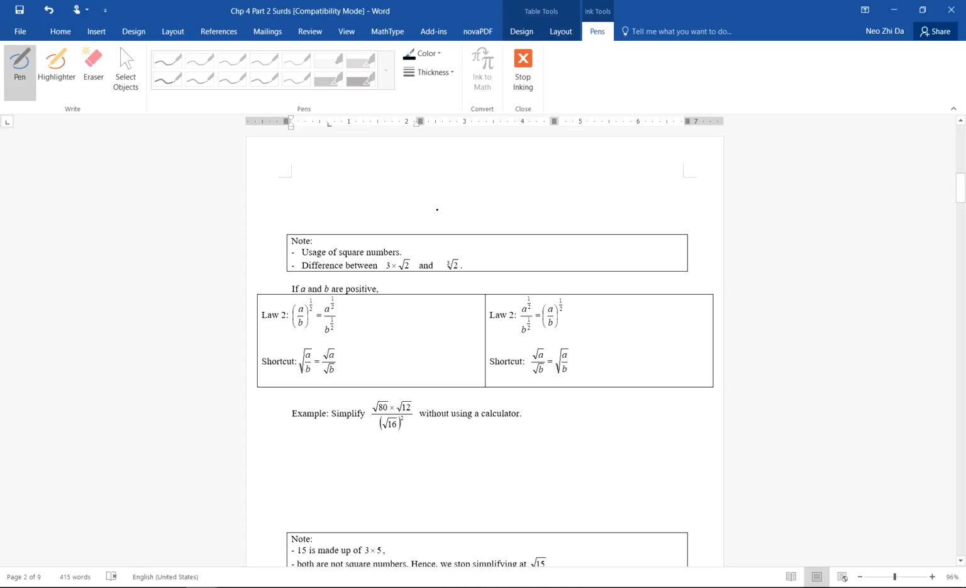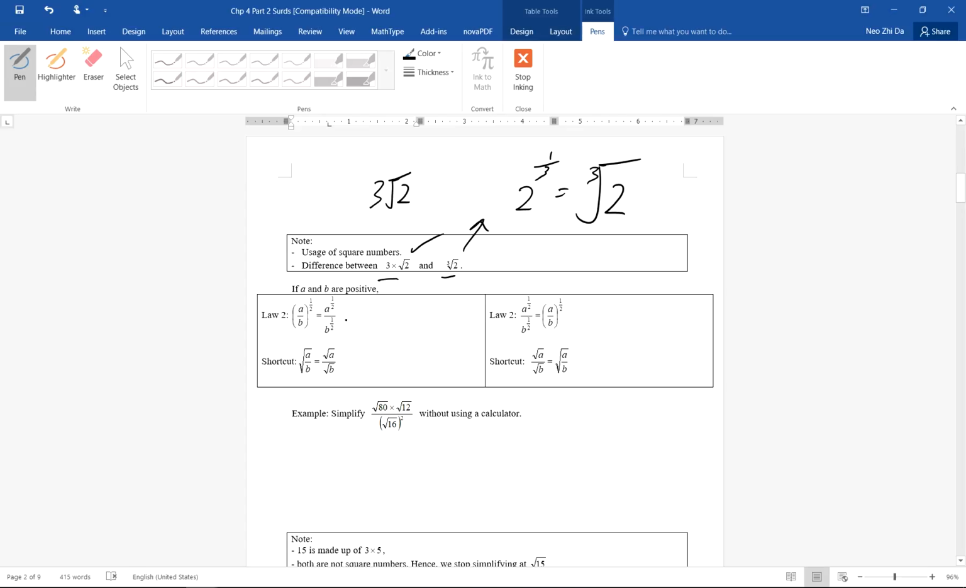Okay, and there is a difference between this and this. This is 3 times square root 2, which you can write as 3 square root 2. For this, it is 2 to the power of 1/3. You notice that we write it in this way.